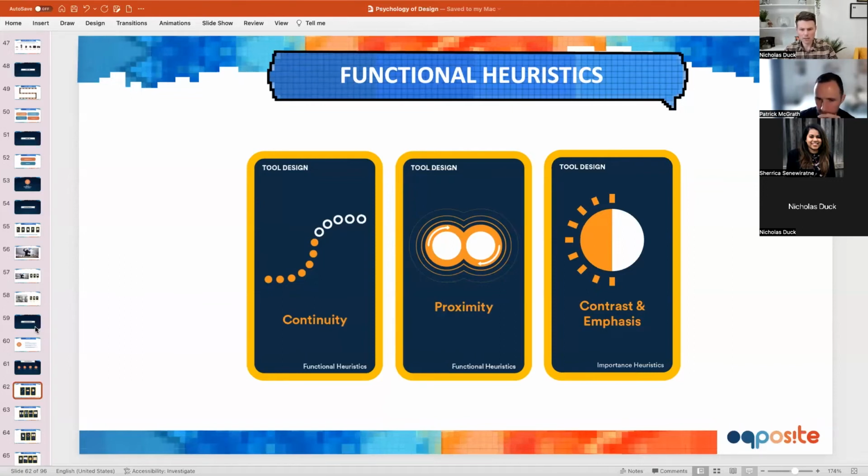Proximity is another one. That's where you try and group functions together. There's also an importance heuristic, which is where you're trying to emphasize or highlight something through contrast. And again, we can explore some of these cards in a little more detail in the activity.